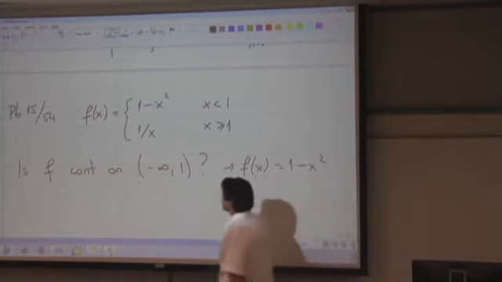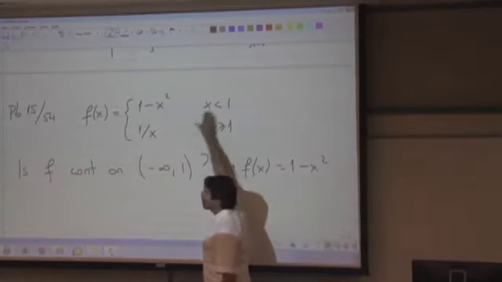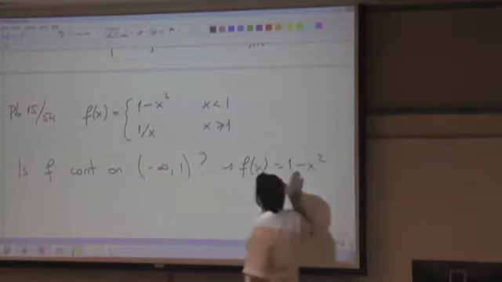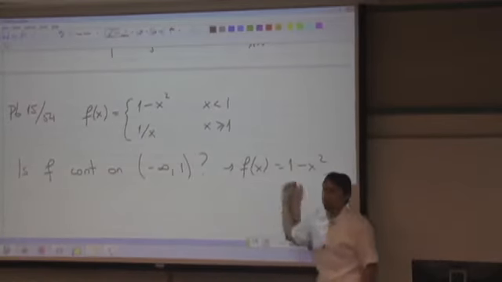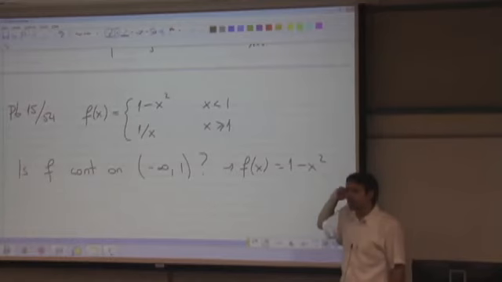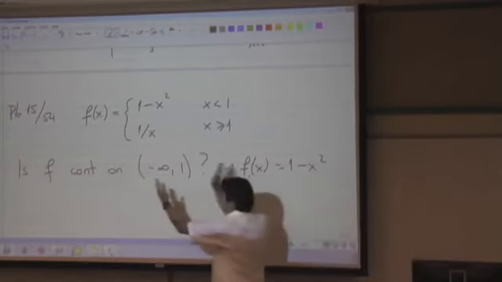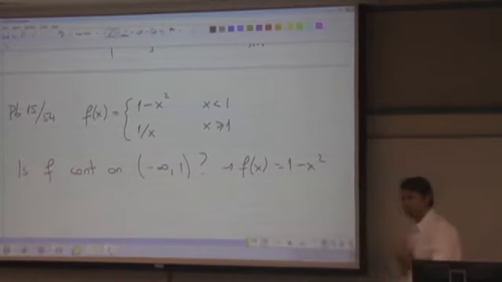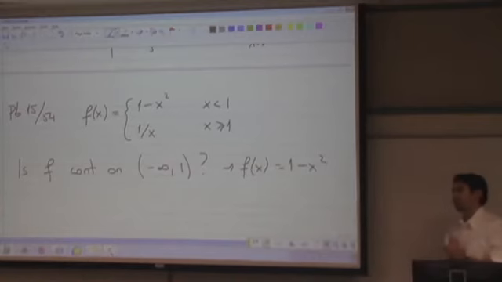Remember, piecewise functions. X being less than 1 sends me over there. f is this function on that interval. But what is this function called? Polynomial. What did we say about polynomials? They're continuous everywhere, right? So this function will be continuous here. Does that make sense? So the answer is yes.